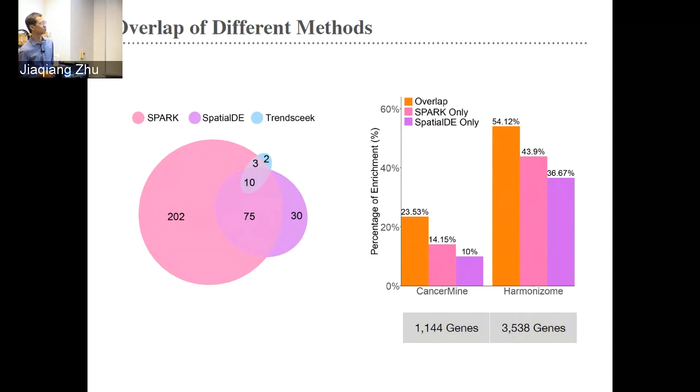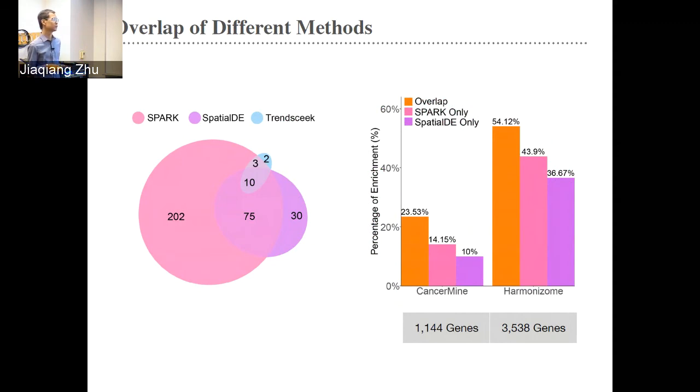Okay, we also performed a similar validation analysis. This time we collected 1,100 genes from the CancerMine database. It is a literature-based database, and the genes in this list are either tumor suppressors, drivers, or oncogenes related to breast cancer. The percentage of genes identified by Sparkle only is much higher than the percentage of genes identified by SpatialDE only.